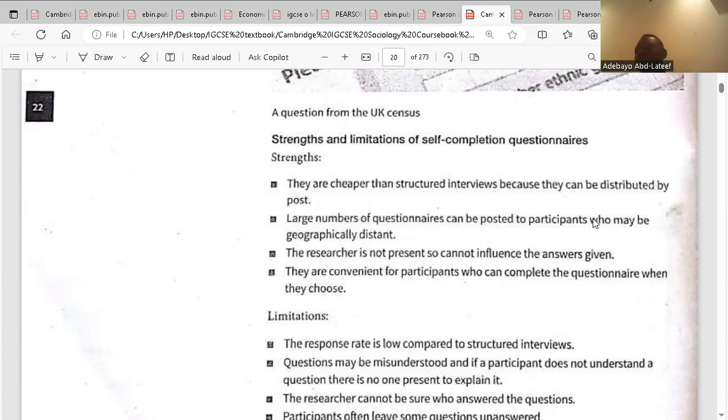The third point, the researcher is not present, which means no influence on answers given. Because the researcher is not there. It's a self-completion questionnaire. The researcher is not going to be available. So that means the researcher cannot influence your answer as a participant, because they might give a hint or something. You get it? Yes. And that might make the research valid. Do you understand? Yes.